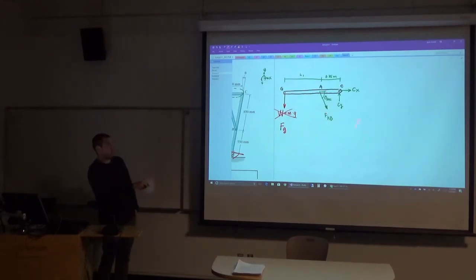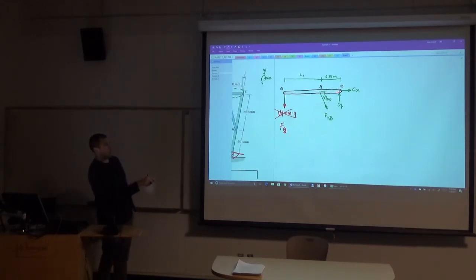So if I sum the forces in the y, it's a good guess, but Cy is going to show up. And I don't care about Cy. All I care about is FAB and FG, because I know what FAB is now. I know FAB is 35 kilonewtons, and I want to figure out how big that makes FG for this to be in equilibrium.